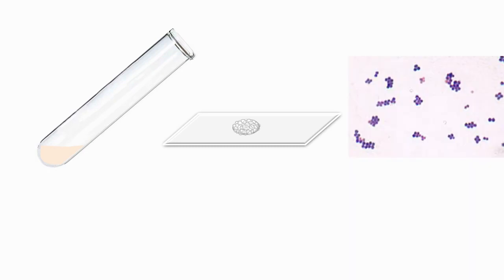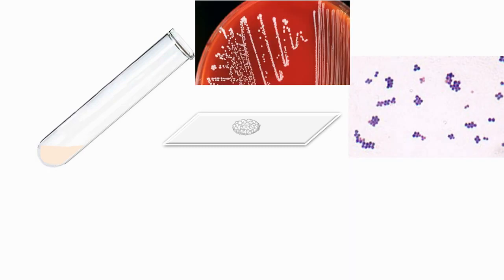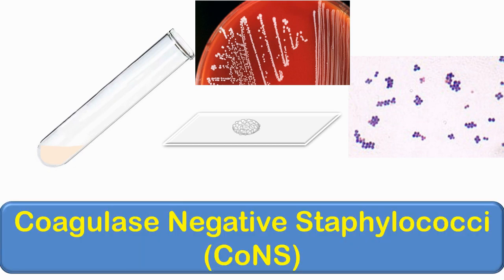Tube coagulase negative, catalase positive, gram-positive cocci in clusters, creamy white colonies. The diagnosis is coagulase negative Staphylococcus.